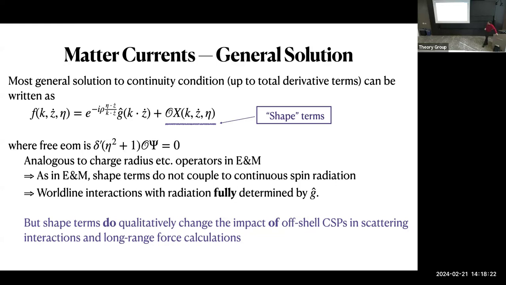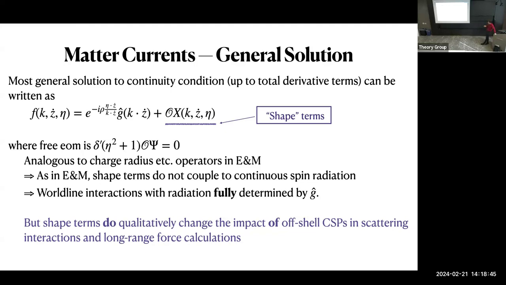We call these shape terms. They're not all that mysterious, though. They appear in familiar theory. If you just took E and M and you had a charge radius of a state of an object that you wanted to describe, it would have a shape term, a term in the current that's proportional to the equation of motion. Those terms do not affect far field radiation, but they absolutely affect the near field. They have an effect off the mass shell.